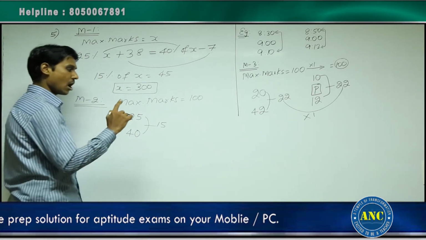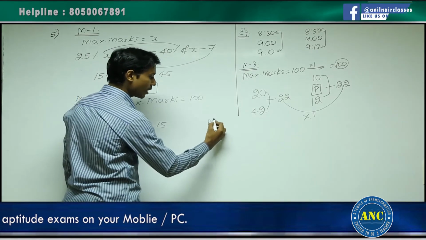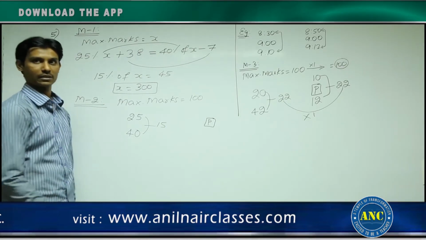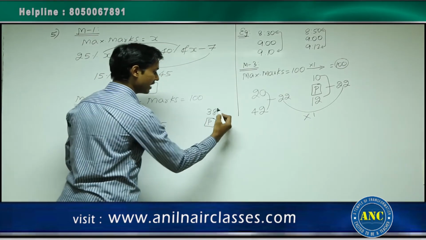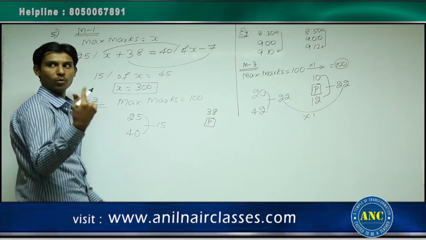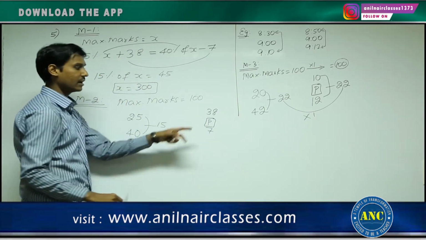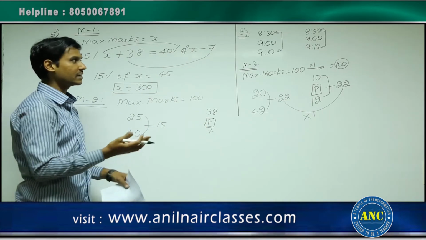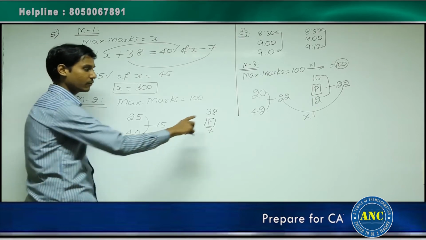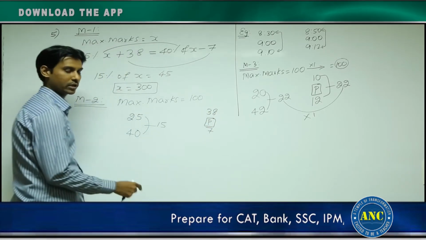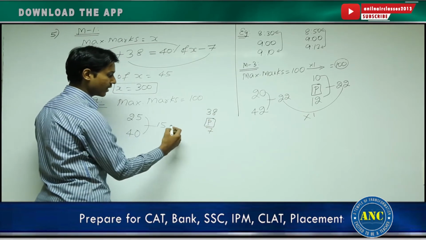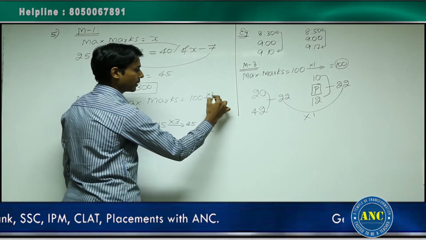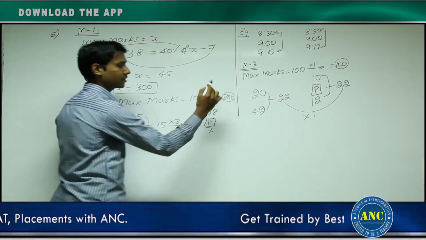Understanding? According to the question, what is the difference? Suppose this is the passing mark. The first person fails by 38 marks. The second person gets 7 marks more. It is something like 38 minutes early and 7 minutes late, similar to time, speed and distance. What is the difference? 38 and 7, which is 45. According to the question, the difference is 45. 15 should become 45, so multiply by 3. 100 also multiply by 3. 100 into 3 is 300. Answer is 300.